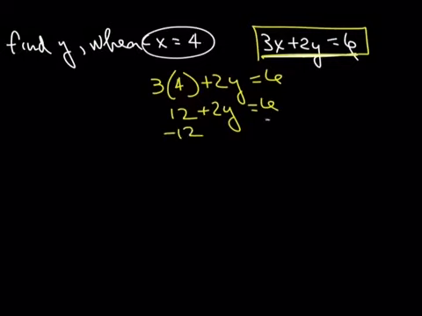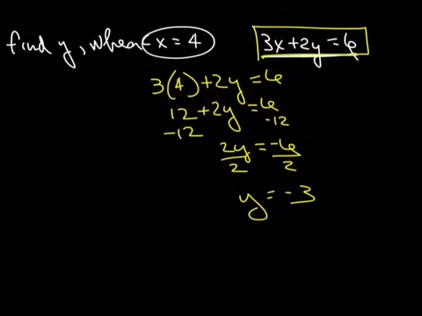Subtract 12, and we get 2y equals negative 6. Divide by 2, divide by 2. I don't know why I'm slanting so far to the right. Okay. And we get y equals negative 3.